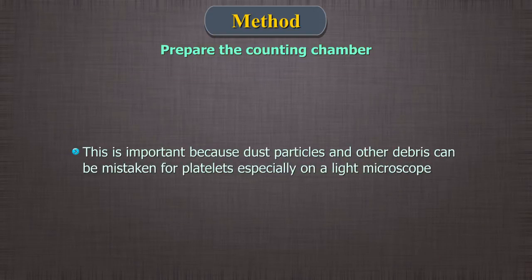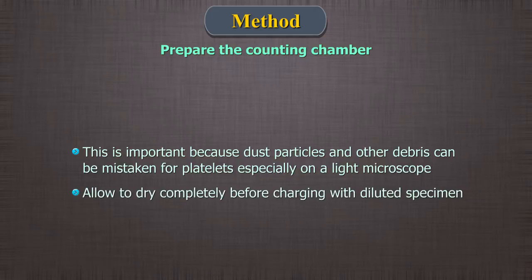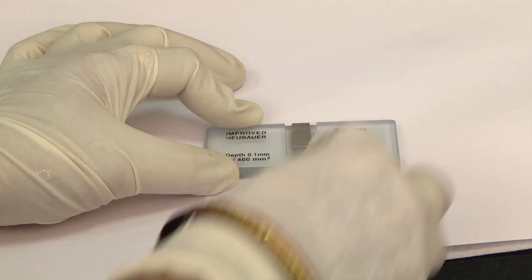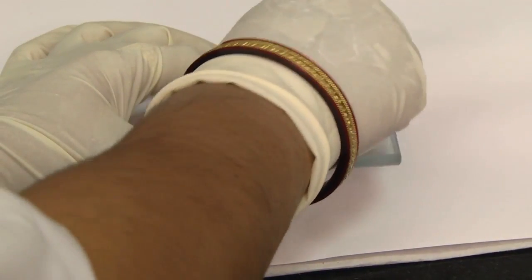This is important because dust particles and other debris can be mistaken for platelets, especially on a light microscope. Allow to dry completely before charging with diluted specimen. 3. Clean the mirror-like polished surface carefully with lens paper.